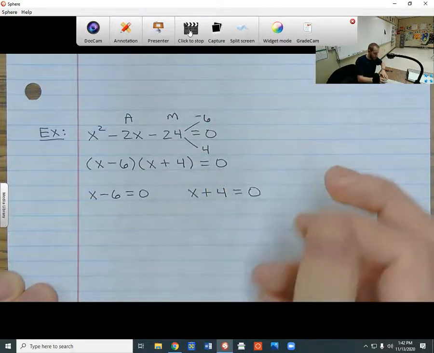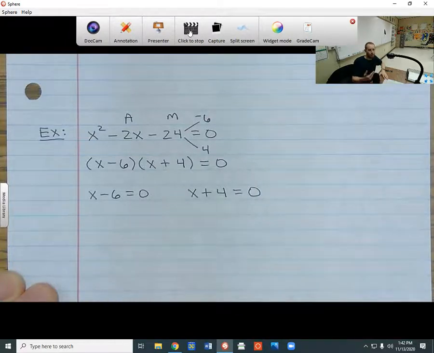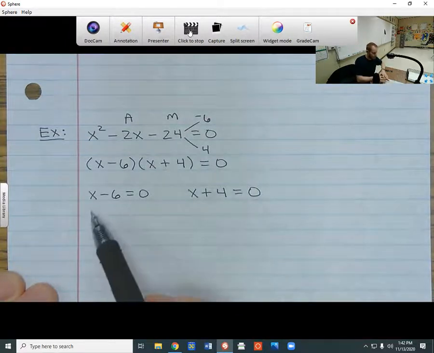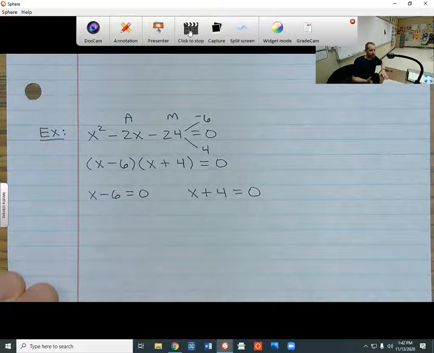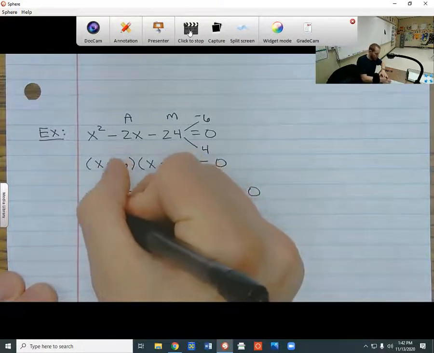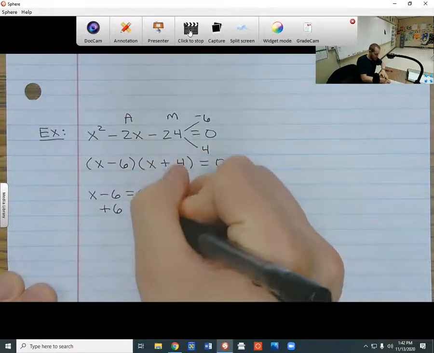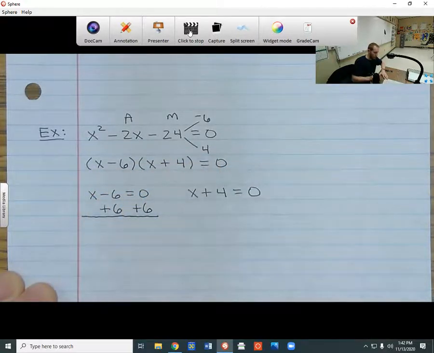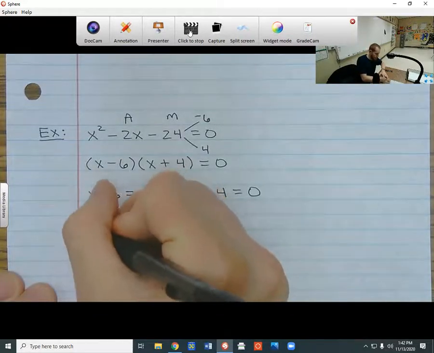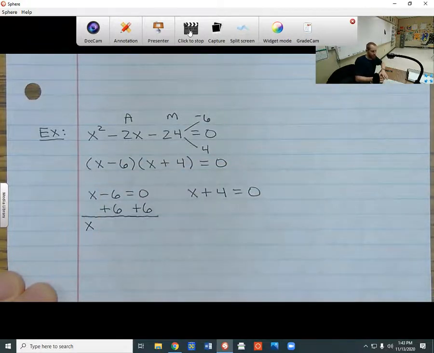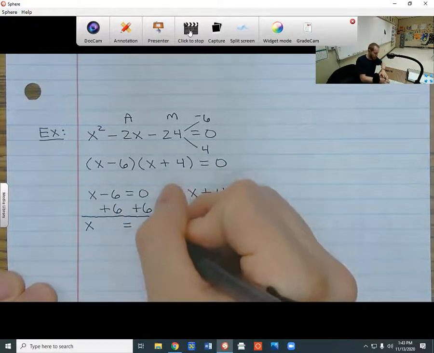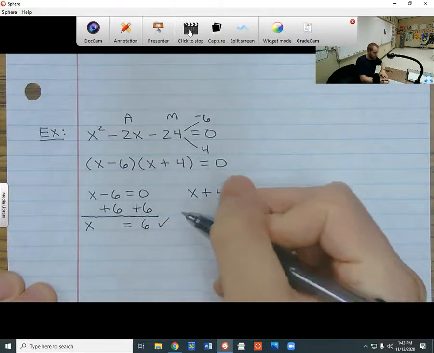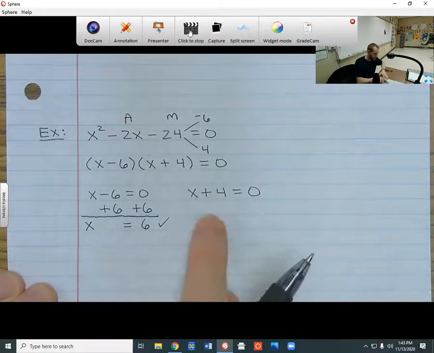So now that I have two different equations, I can solve both of them for x. So how do I get x by itself on this side? I've got to get rid of that negative 6, which means I need to add 6 to both sides. So that way, I can get rid of that negative 6. So when I do that, I add 6 to both sides, and the x comes down. The negative 6 and the positive 6 cancel each other out. The equal sign comes down, and then I have 0 plus 6, which is obviously 6. That's my first answer.